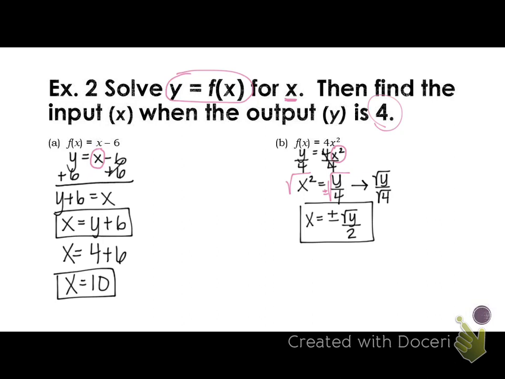Now, we still have a 4, and where are we supposed to plug it? In place of y. So x equals plus or minus the square root of 4 divided by 2. So what is the square root of 4? 2. And what is 2 divided by 2? 1. So x equals plus or minus 1.